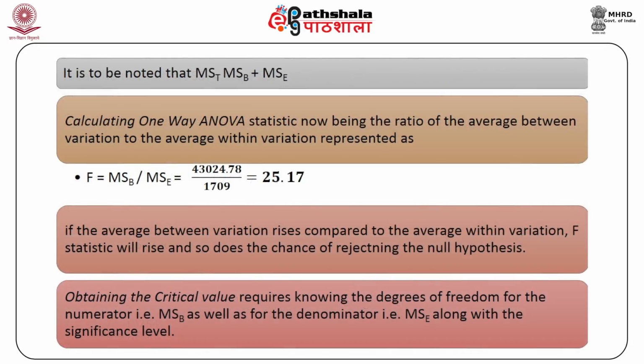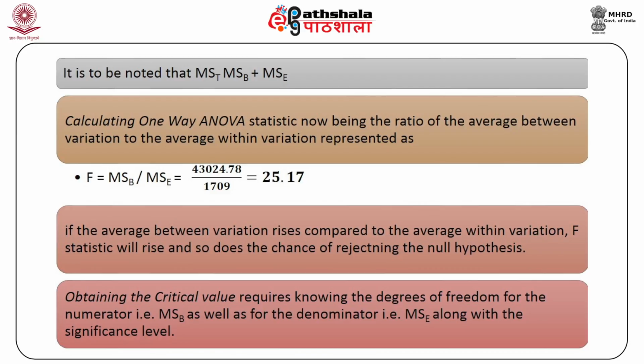It is to be noted that mean sum of square total is not equal to mean sum of square between plus mean sum of square error. Calculating the one-way ANOVA statistic, now being the ratio of the average between variations to the average within variations, is represented as F is equal to mean sum of square between upon mean sum of square error. That is 25.17 in this case.